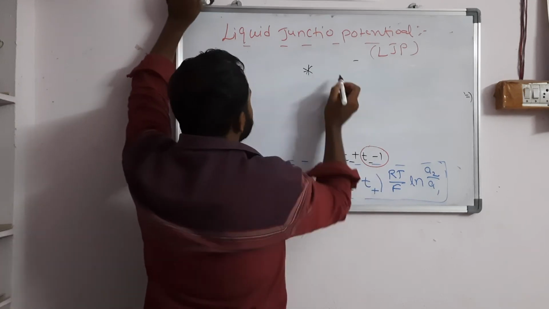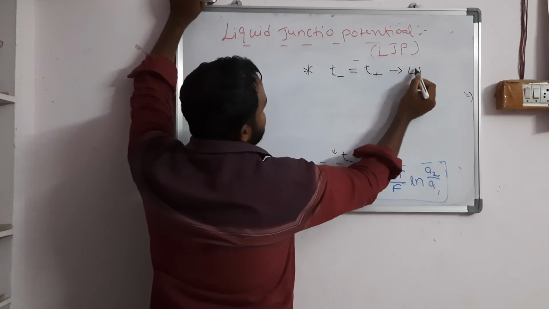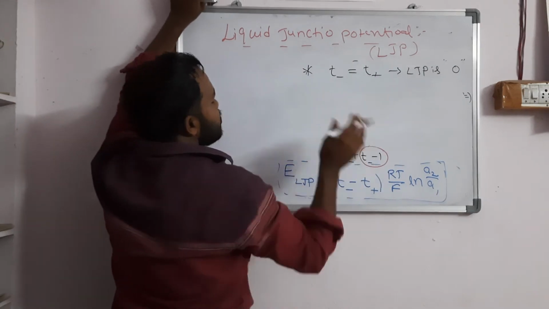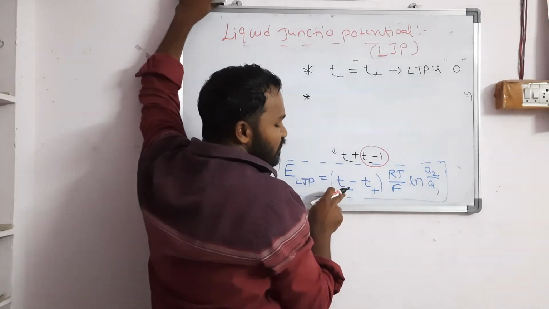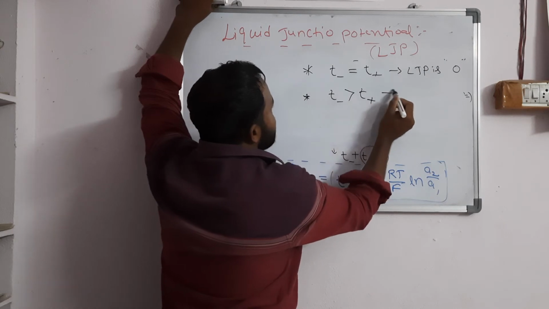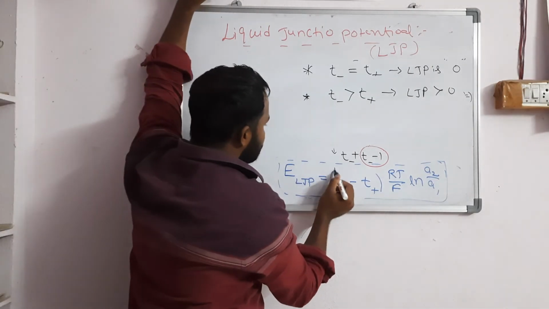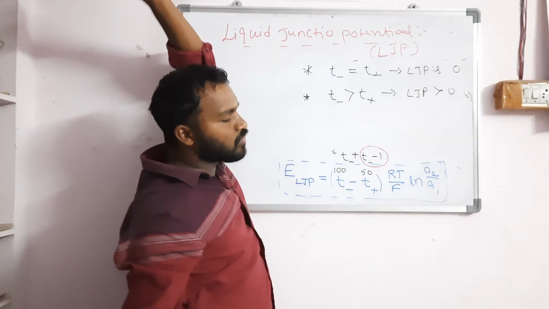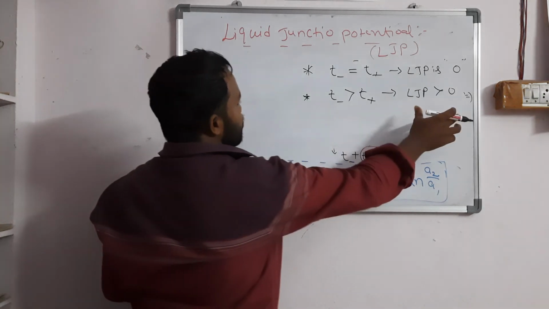So first you need to write some conclusions here. First case, if the transport number of cation is equal to the transport number of anion, LJP is minimum, LJP is 0. If the transport number of anion is greater than the transport number of cation, LJP is greater than 0. For example, if this value is 100 and this value is 50, what will we get? 100 minus 50. So if the transport number of anion is greater than the transport number of cation, we will get LJP greater than 0.